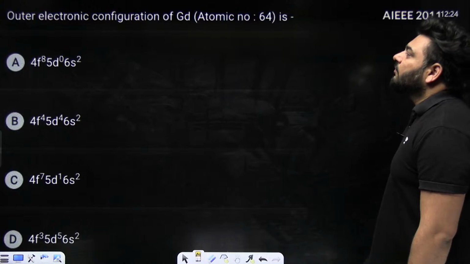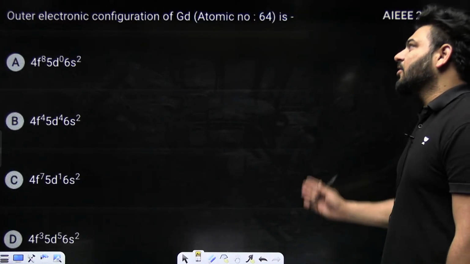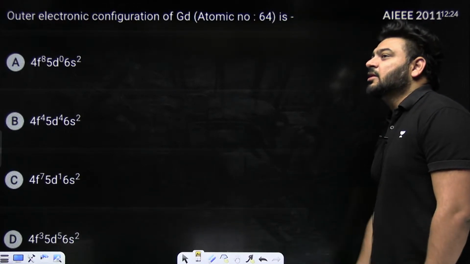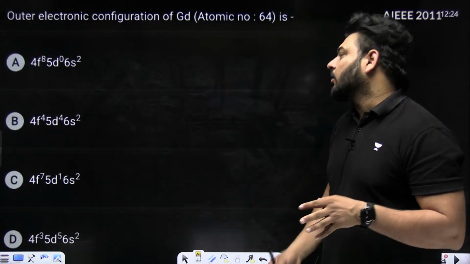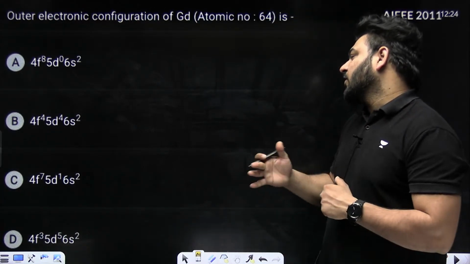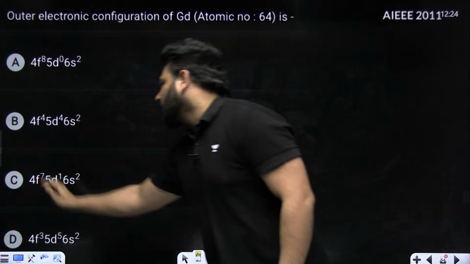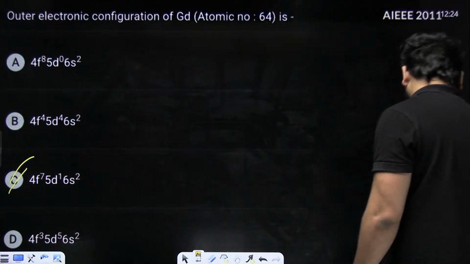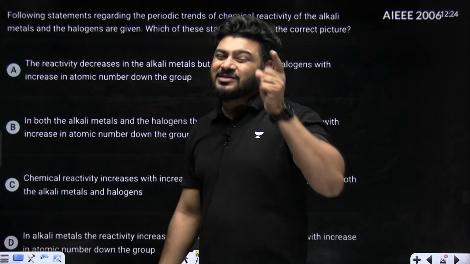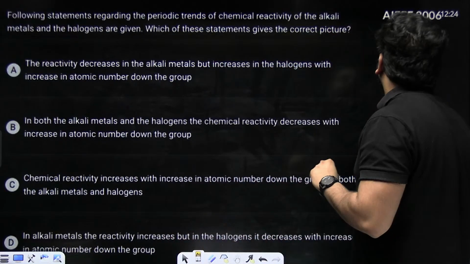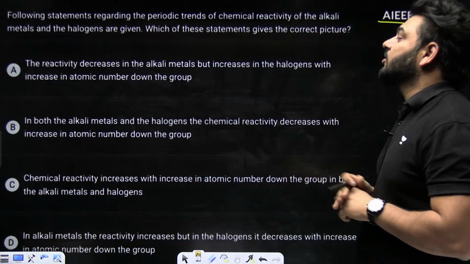The outer electronic configuration of gadolinium, 64, is... I told you that gadolinium always has f7 configuration, and then there will be 3 electrons in 6s2 5d1. So it is 4f7 5d1 6s2. This is the correct answer. Gadolinium is very important. I told you, gadolinium and europium, you must have it in your mind. This question came in IUPAC 2006.